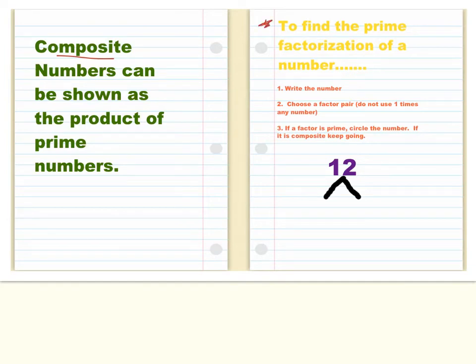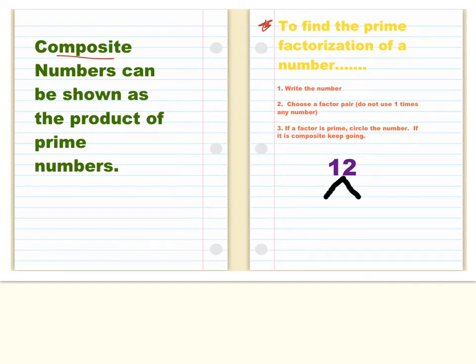To find the prime factorization of a number, first you have to write the number, then choose a factor pair, but do not use 1 times that number. And then 3, if the factor is prime, circle it. If it's not, you keep going.